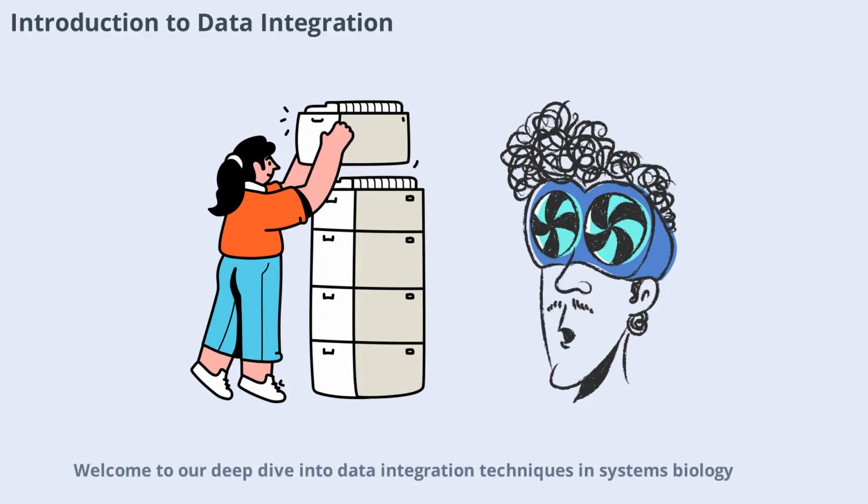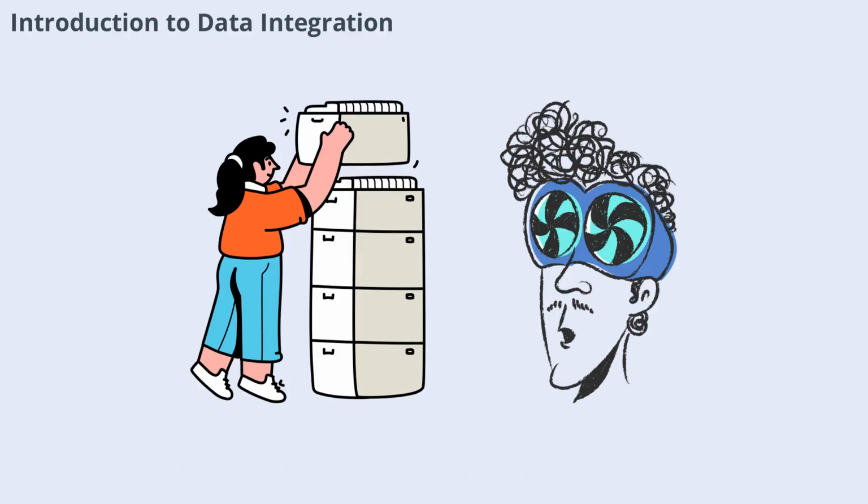Welcome to our deep dive into data integration techniques in systems biology. In today's world, biological research generates vast amounts of data from various sources: genomics, proteomics, metabolomics, and more. Integrating these diverse datasets is crucial for gaining a holistic understanding of biological systems. But how do scientists bring together such different types of information?